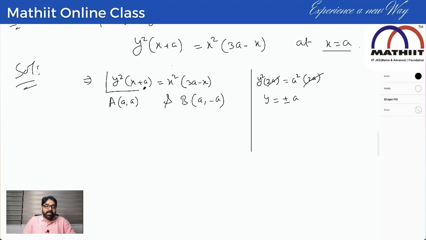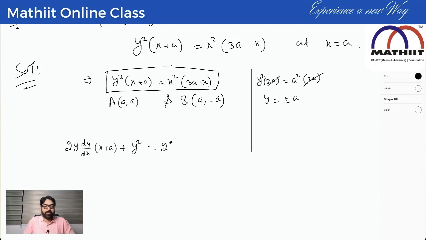So now the next step, I need to get dy by dx. So how to do? Just simply differentiate. Do not try to shift one side, this side. Differentiate with respect to x. So y square differentiation 2y into dy by dx into x plus a, plus u into v method I am applying, y square into differentiation of x plus a, that is 1, is equal to x square differentiation 2x into 3a minus x plus x square into 3a minus x differentiation, that is minus 1, so minus x square.